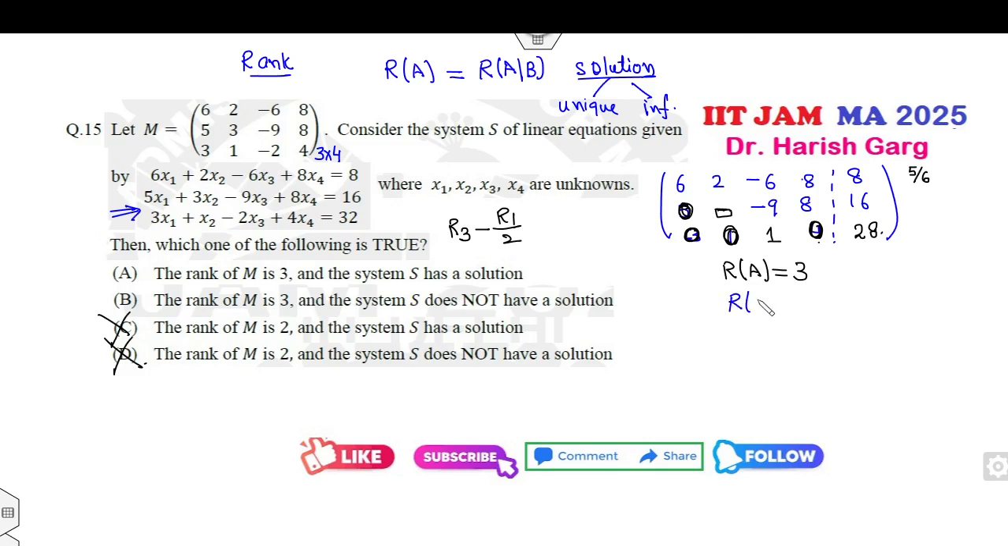Now what is the rank of the augmented matrix A|B? Clearly, whatever the number is here, it may be 0 or non-zero. Rank of A|B is also 3. So that means yes, it has a solution. So rank is 3, system does not have a solution, cancel. Yes, the system has a solution is the right answer of this problem.